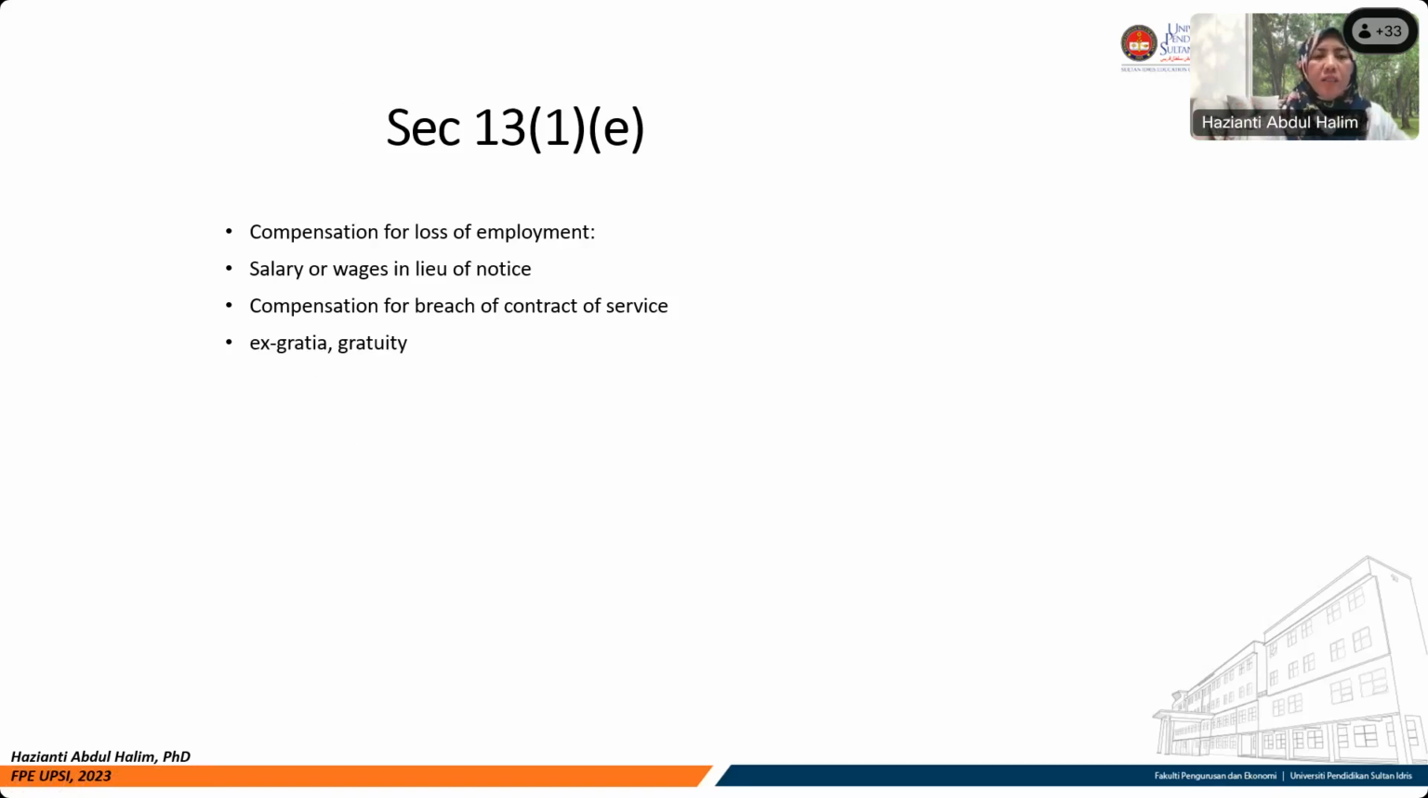So 131E, in some cases, some companies kan, they advise the employee to terminate the employment. Dan dia akan bayar, kita kata ganti rugi kan, dia akan bagi compensation. So that compensation is actually taxable. Sedih dibunyikan dah lah, kena berhenti kerja kan, dapat compensation, kena bayar tax pula.